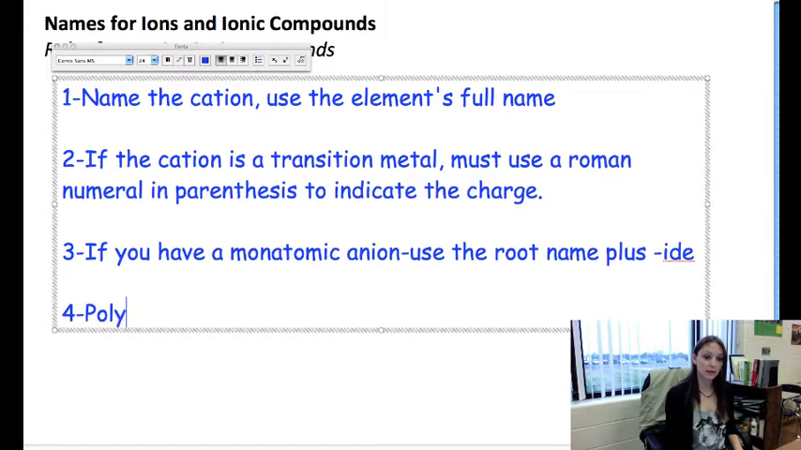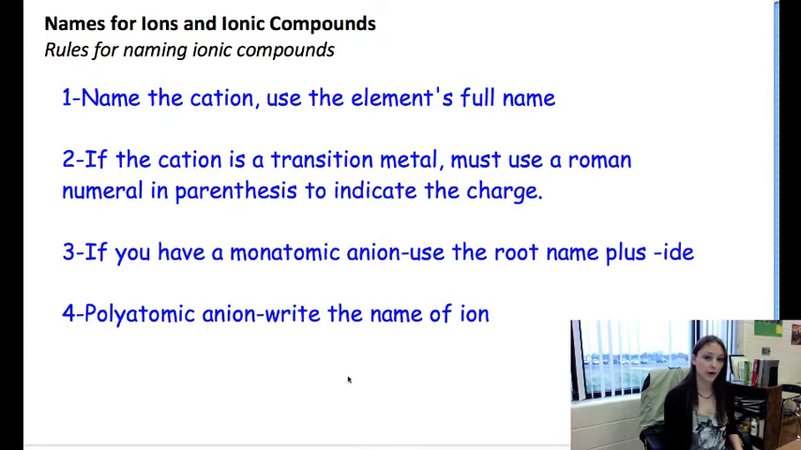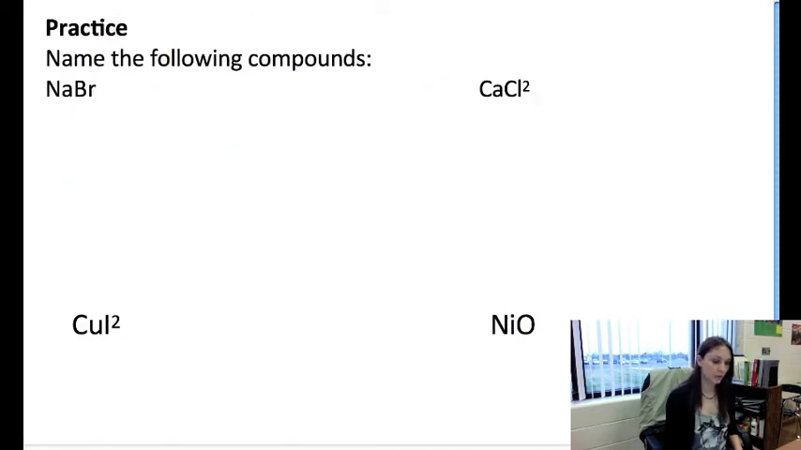If you have a polyatomic anion, then you write the name of the ion. So it's pretty easy. You have to recognize really only when something's a polyatomic ion and when something is a transition metal. So let's try a few examples here.